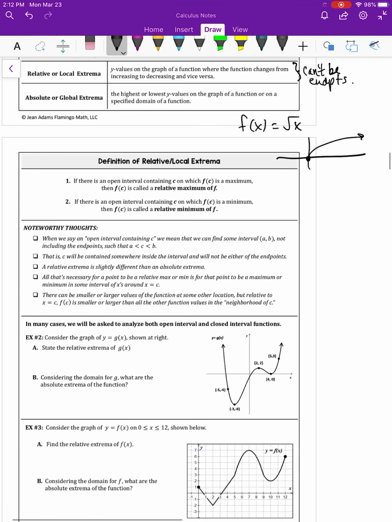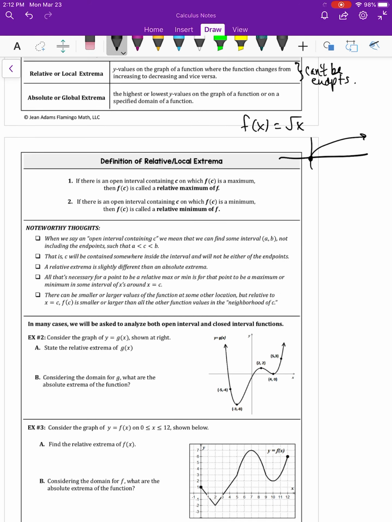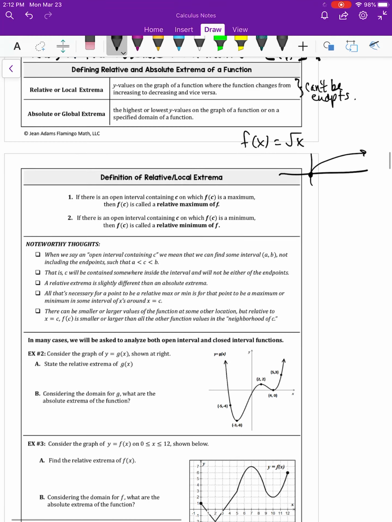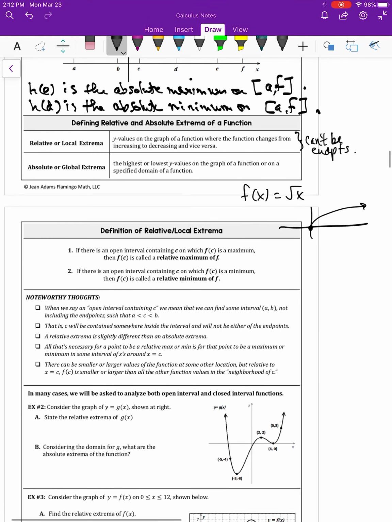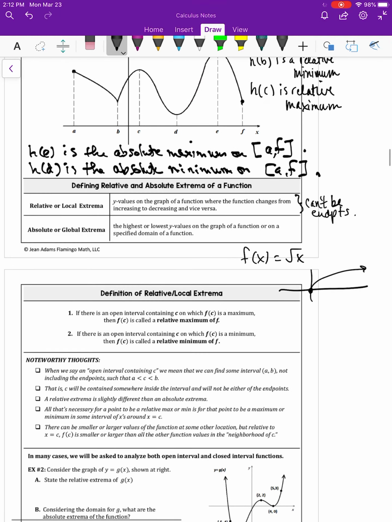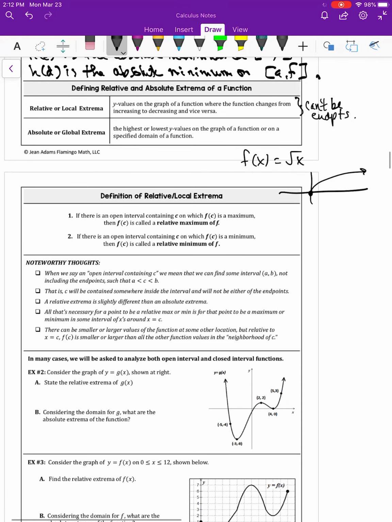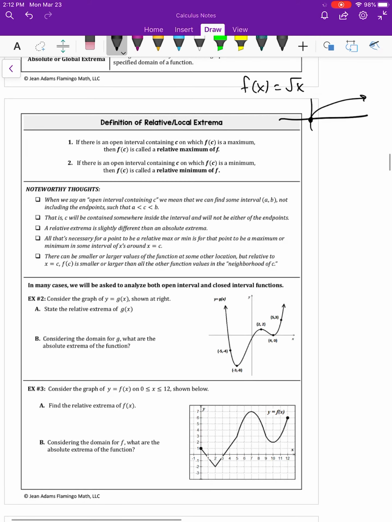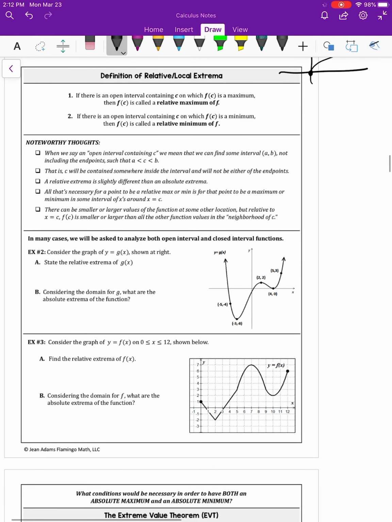Okay, so now, definition of relative or local extrema. If there's an open interval containing c on which f of c is a maximum, then f of c is called a relative maximum. And if there is an open interval containing c on which f of c is a minimum, then f of c is called a relative minimum. Again, those endpoints do not have an open interval. It's only coming in from one side. Okay? And then there are some noteworthy thoughts that they put in before we do example number 2.